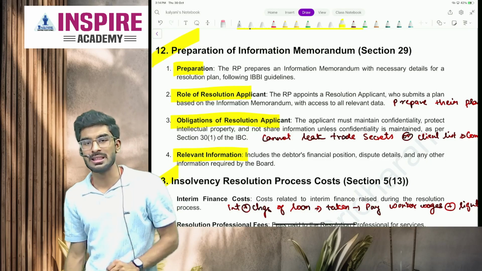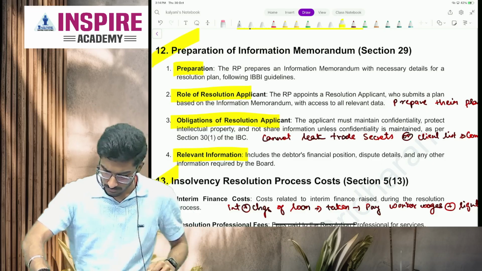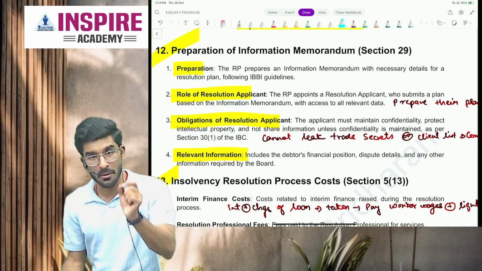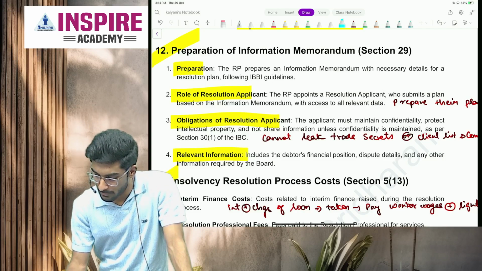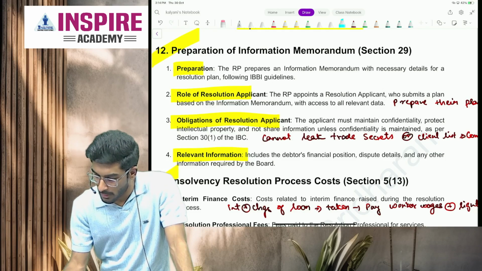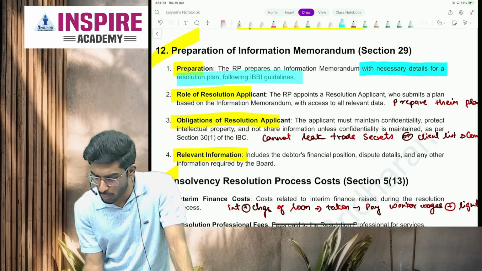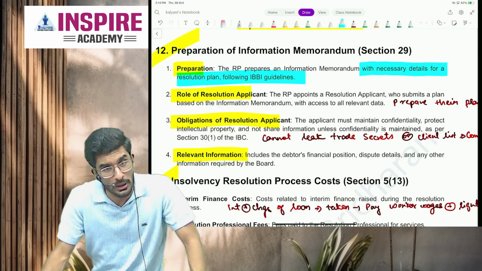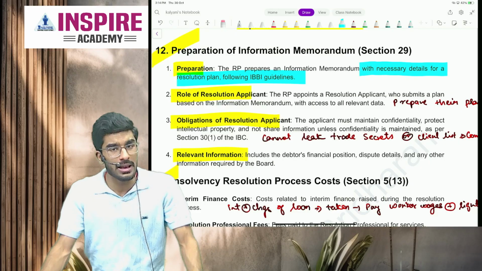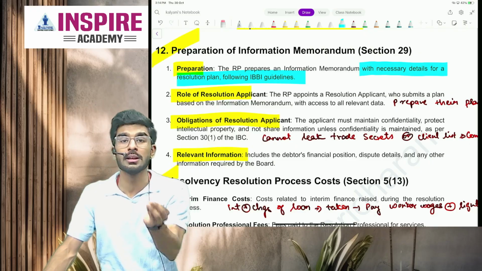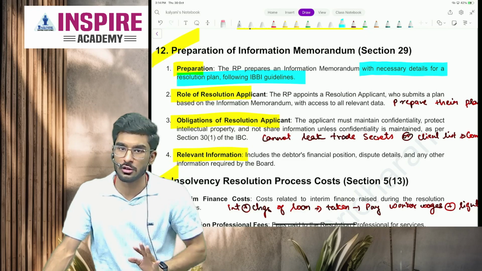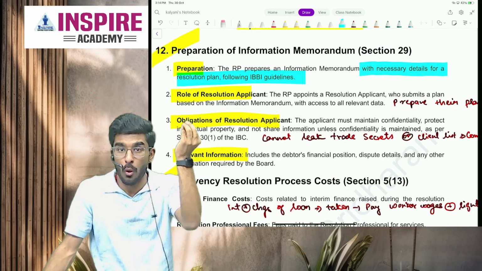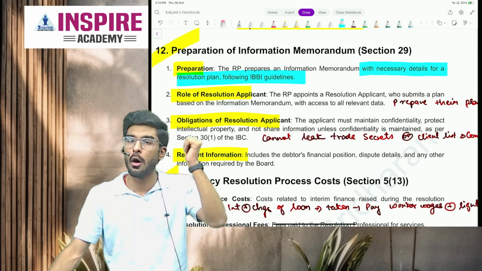Now let's understand the concept of information memorandum. So information memorandum is prepared by whom, people? Information memorandum is prepared by the RP with all the details with respect to the resolution plan following the IBBI guidelines. So the Insolvency and Bankruptcy Board of India has given strict instructions as to what all things you have to include in the resolution plan. Yes or no, people? Also in the information memorandum, what all things you have to include? Yes or no, people? Number 1.